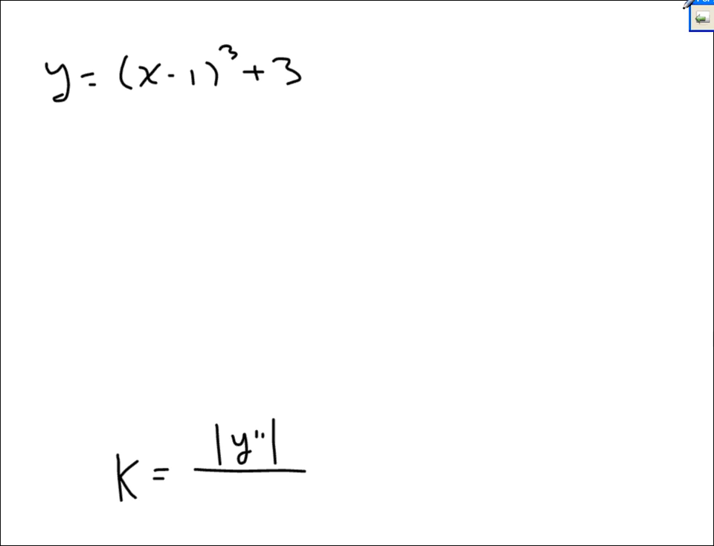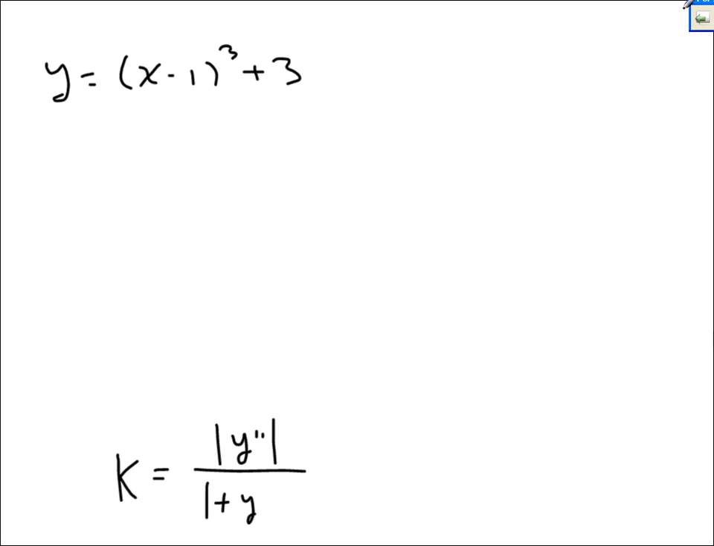Okay, let's look at another type of problem. Okay, suppose you wanted to find the points where the curvature is 0. y equals (x minus 1) cubed plus 3. Where is the curvature equal to 0? Well, we need to find the curvature. Now remember, since y is a function of x, the curvature is, oh, actually, I was going to say maybe this wouldn't work, but of course it will work.